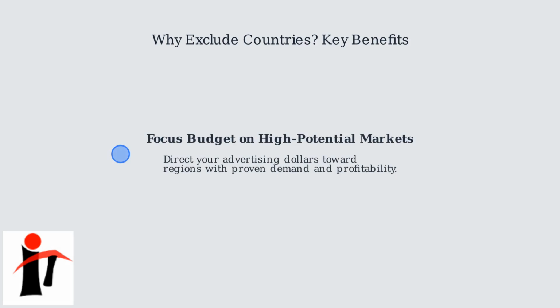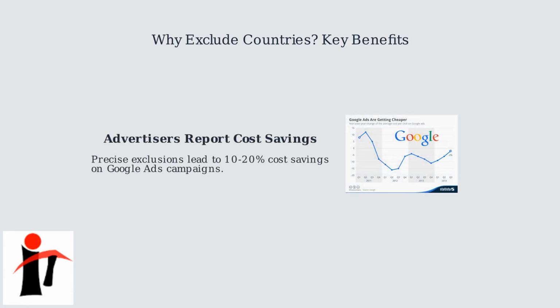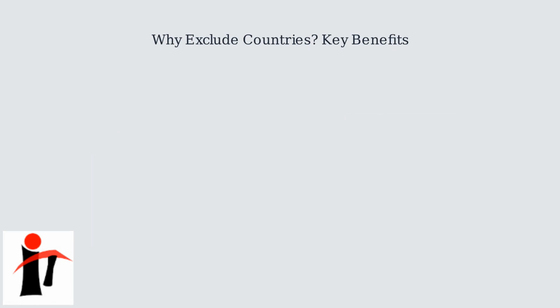Additionally, exclusions allow you to focus your advertising budget on high-potential markets where you have the best chance of success, maximizing your return on investment. Overall, advertisers report significant cost savings from precise country exclusions, with many seeing a 10 to 20% reduction in their ad spend while maintaining or even improving campaign effectiveness.